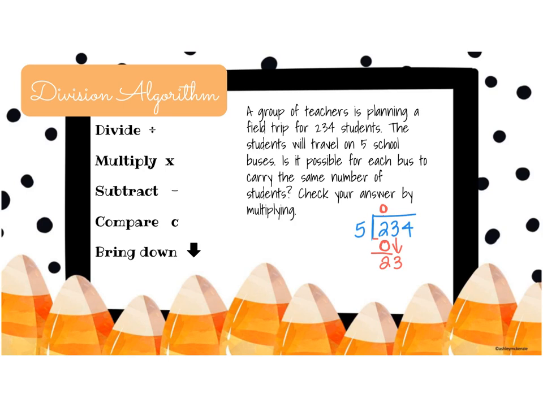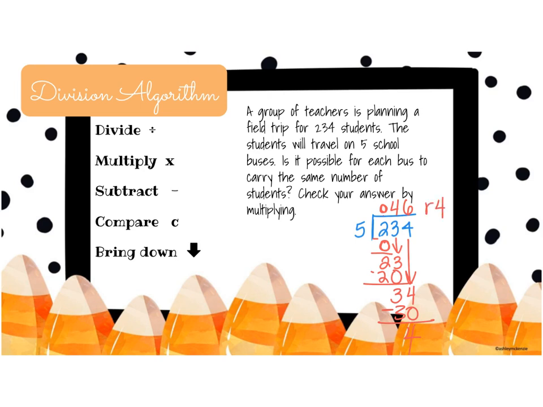Now, how many times can 5 go into 23? 4 times. Good. So yes, a lot of you knew that 5 went into 23 4 times. You just had the 4 in the wrong place. So 5 times 4 is 20. Subtract and bring down. 3 now turns into 34. How many times can 5 go into 34? 6. What is 5 times 6? 30. And so I have a remainder 4.